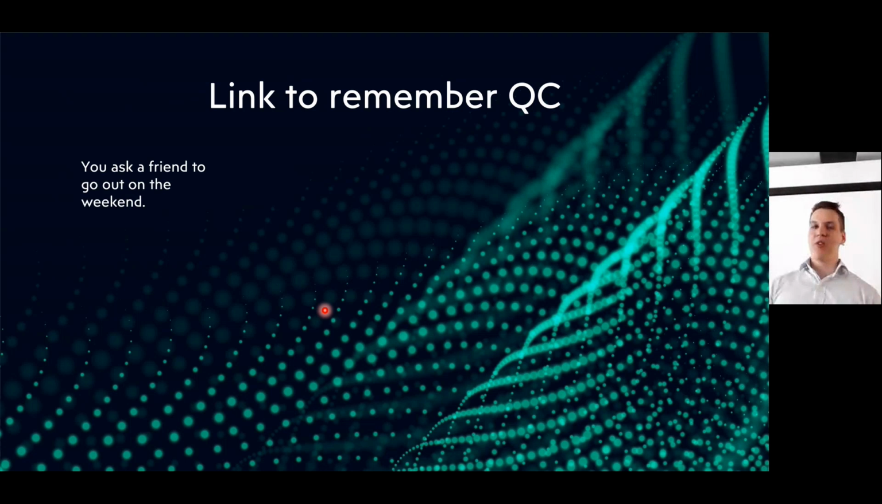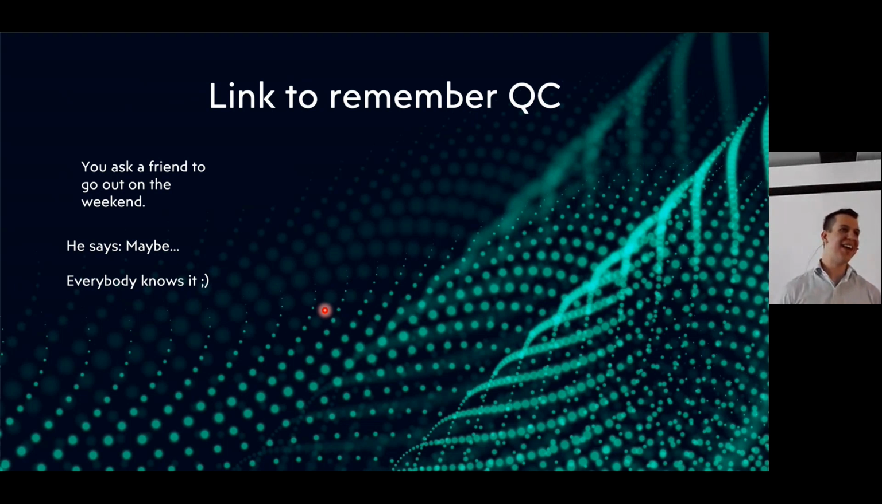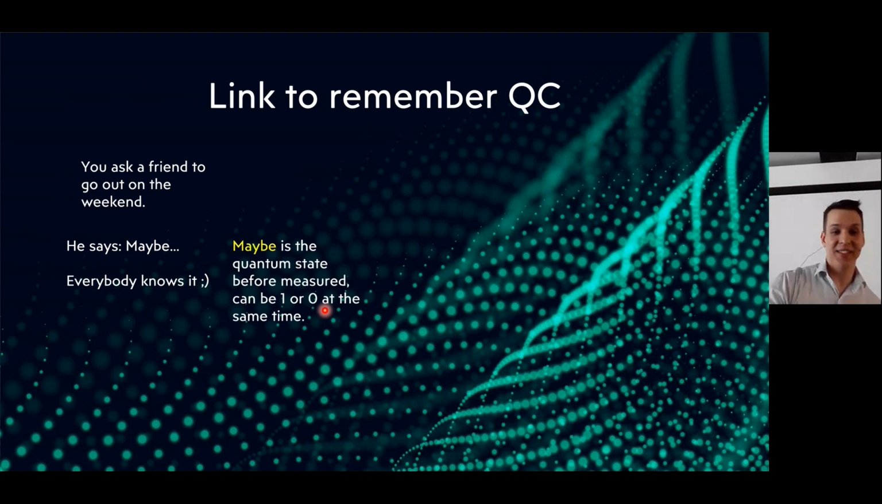You ask a friend to go out on the weekend. Okay, so we all know that the friend often says maybe. Perfect, maybe. Everybody knows it. I like maybe because you don't know whether to plan or not. But it's fine because this is a quantum statement, I would say. Because maybe can be yes or no, like 1 or 0. This is before you measure the qubit. Before you say, okay, now I want to know the outcome. This is the state. You have a maybe. You have 1 or 0. Is he coming or not?